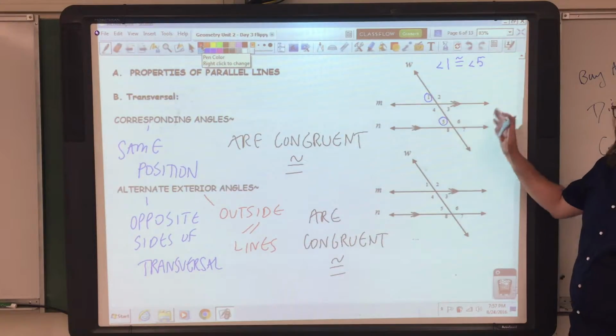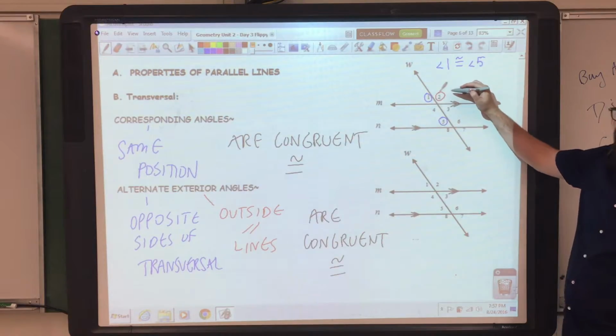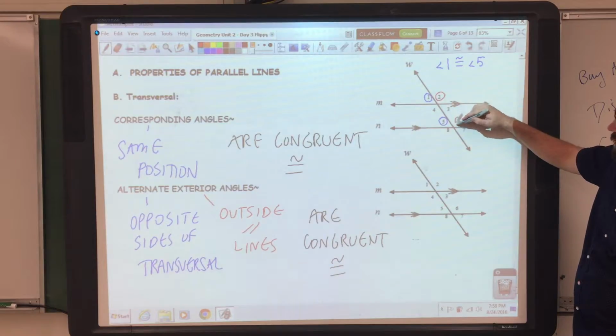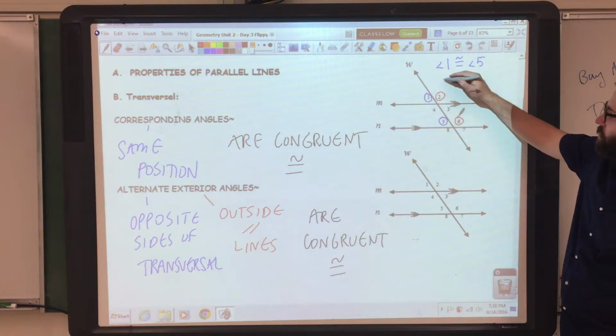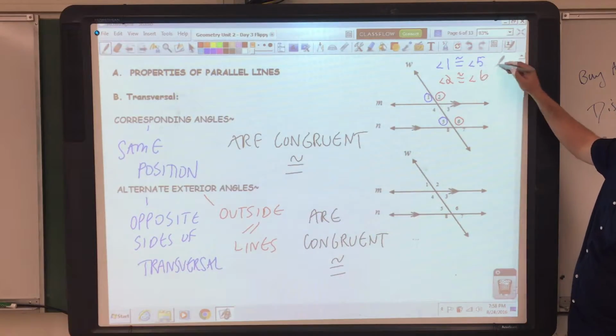Okay, we got some more corresponding angles. Let's look at 2. Which one of these is in the same position as 2? Down here, that'd be 6. So we know that angle 2 is congruent to angle 6.